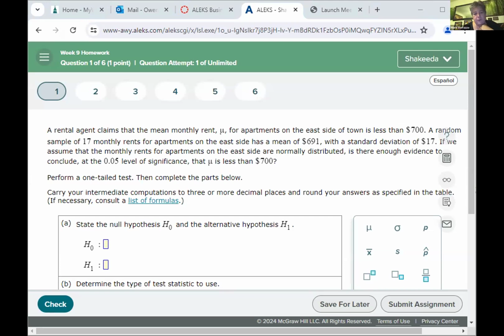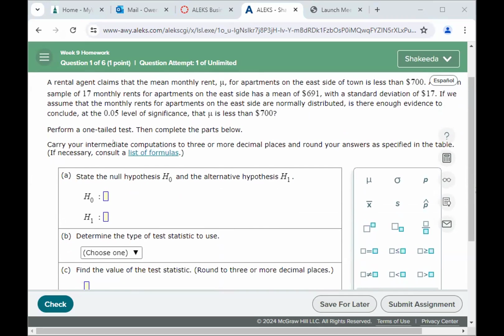So what is the first null hypothesis? Mu equal to 700. And now the next one says mu is less than 700. Less than, yes.